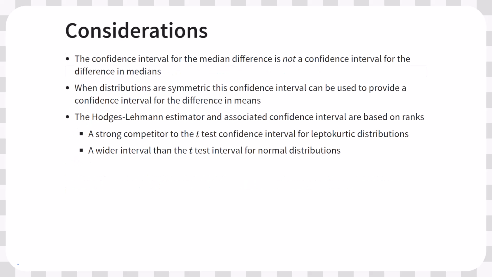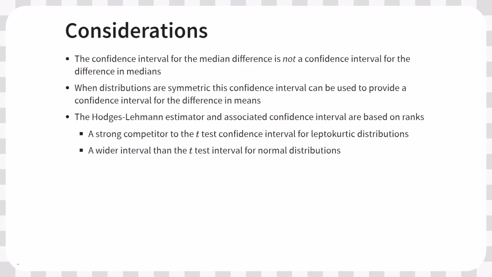Some considerations. The confidence interval for the median difference is not a confidence interval for the difference in medians. You're probably used to the t-test, and in the t-test, the difference in means is equal to the mean difference. But that is not true with medians. The difference in medians is not equal to a median of differences. So the median difference is not a confidence interval for the difference in medians. Nonetheless, it is a valuable effect size measure without taking the difference in population medians. We don't need to do that.